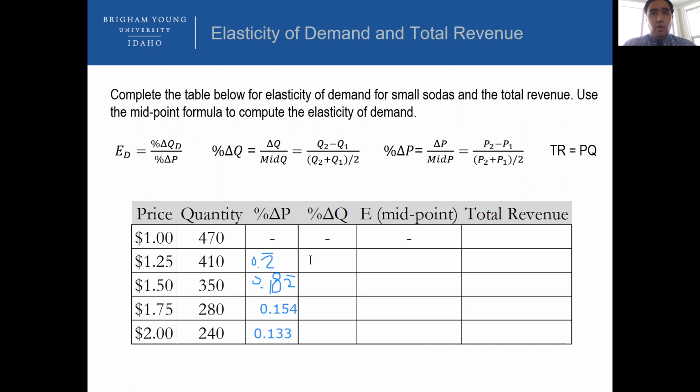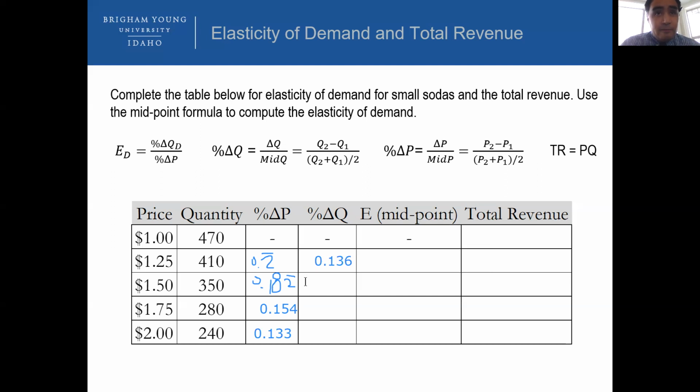Let's do the same thing for quantity. So 410 minus 470, that's negative 60 in the numerator. Half of that is 30. If you find the midpoint, so 410 plus 30 is 440. So negative 60 divided by 440 is, let's see, it's going to be negative 0.136.